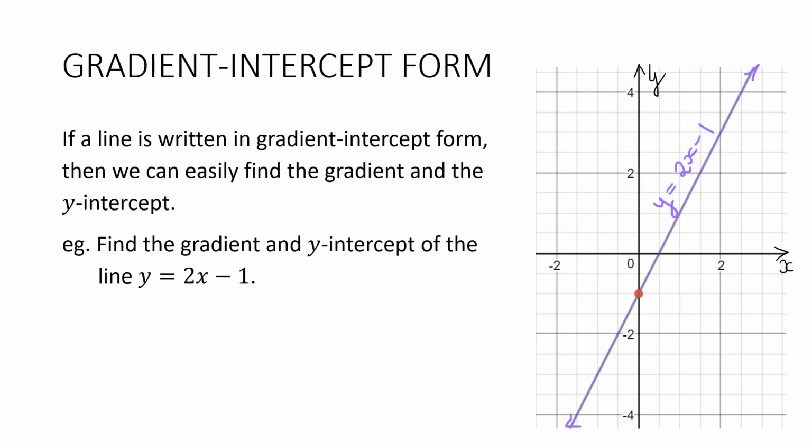As I said before, if a line is written in gradient-intercept form, it's really easy to find the gradient and the y-intercept from the equation. So here's an example. We have y equals 2x take away 1. Compare this with y equals mx plus b. The gradient is 2, and the y-intercept occurs at -1. So that's the point (0, -1), as we can see on the graph.